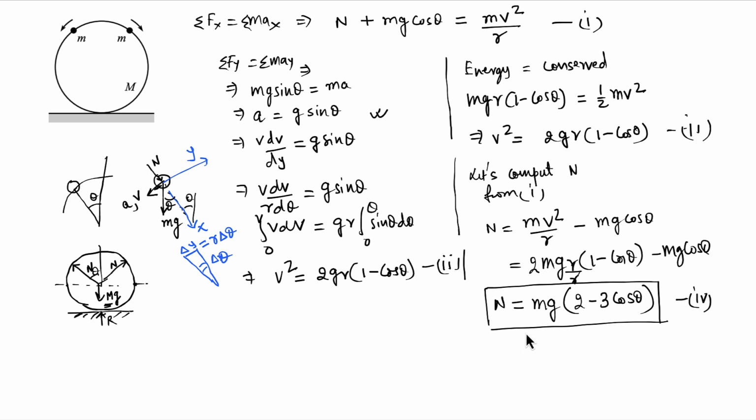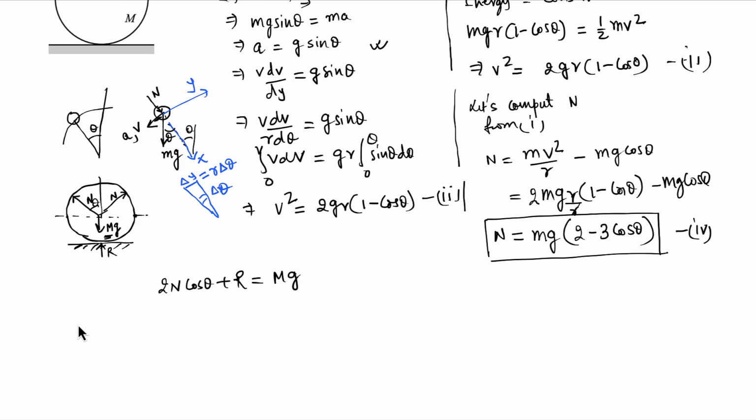Let's call this question 4. Now, if you analyze the forces on the hoop, you get 2N cos theta plus R equal to Mg. Hence, therefore, R should be 0 if the hoop bounces off.